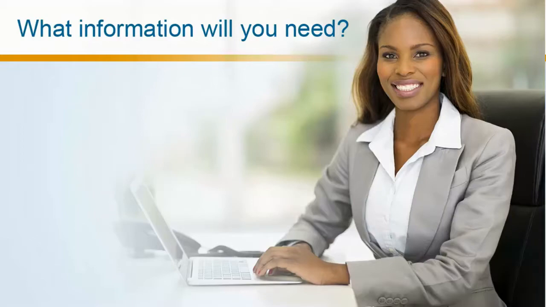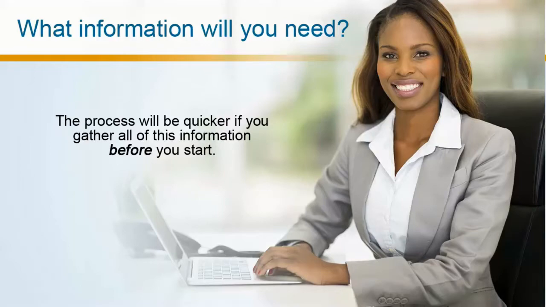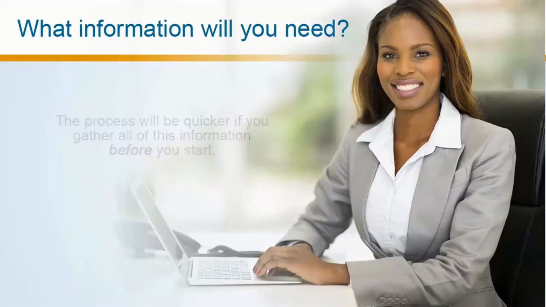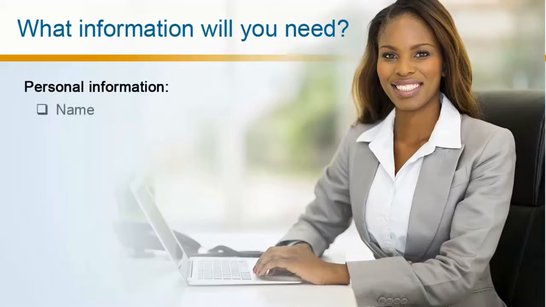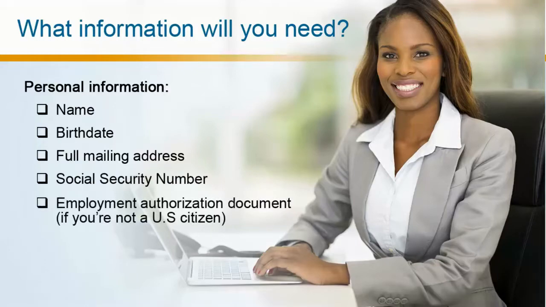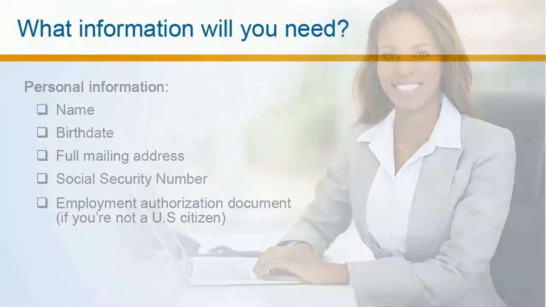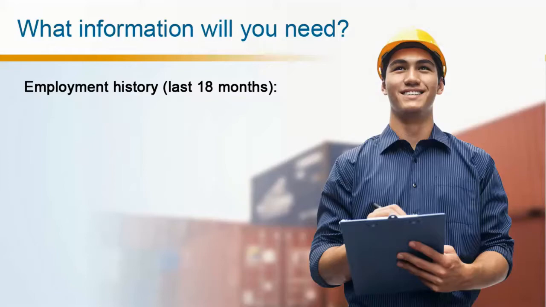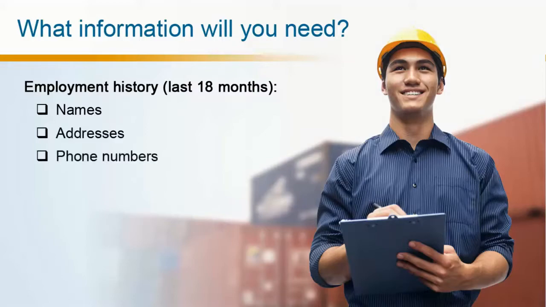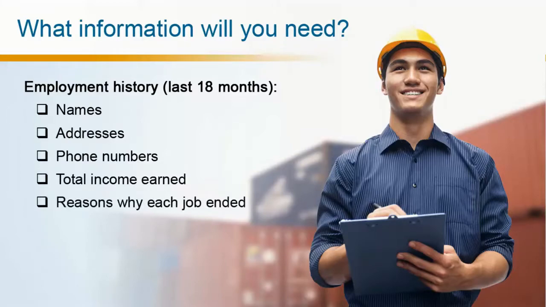So, let's begin with what you will need to complete your UI application. The process will be quicker if you gather all of this information before you start. You'll be asked for your personal information, including your name, birth date, full mailing address, and social security number. If you're not a U.S. citizen, you'll need information from your employment authorization document. You will also need to list your employment history for the last 18 months. This includes the names, addresses, and phone numbers for each employer you worked for during this time, as well as the total income earned from each employer and the reason why each job ended.